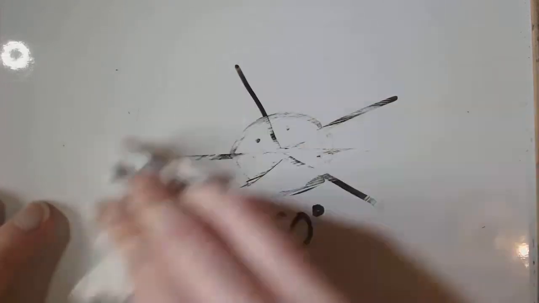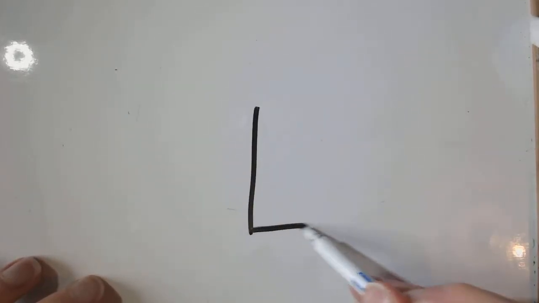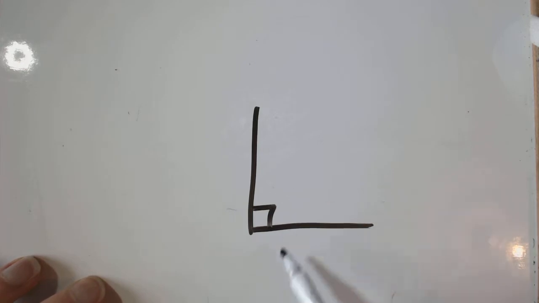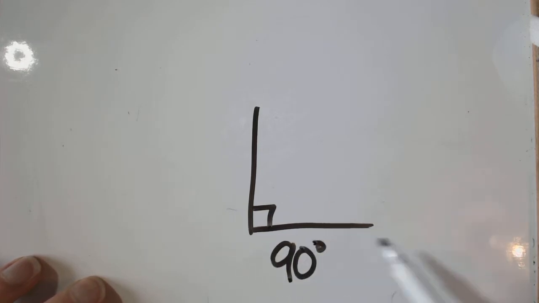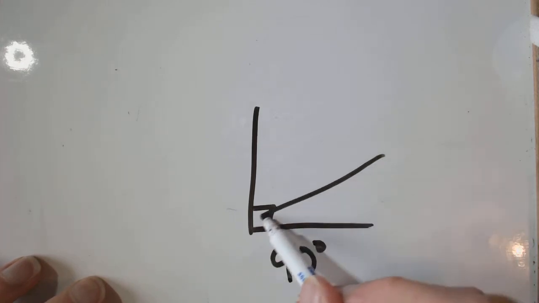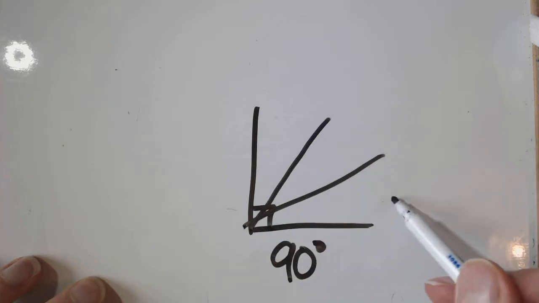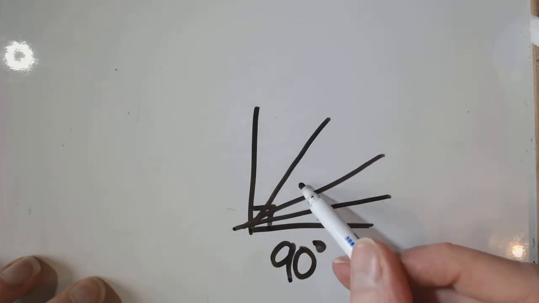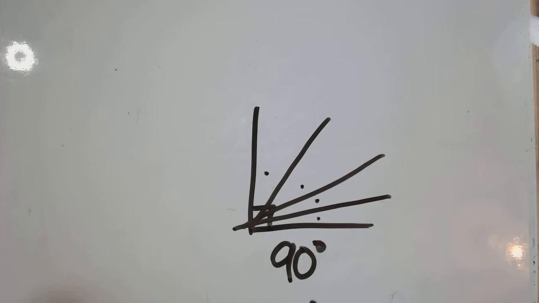Okay, if you have a right angle, you know that's 90 degrees, and that just means if there's any other lines going into this, then each one of these angles, when you add them all up together, that is 90 degrees.